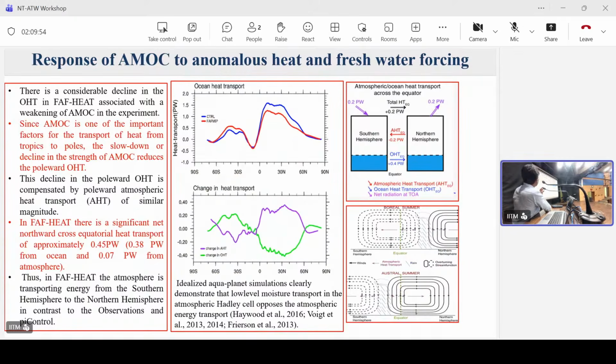This green curve is the difference between the blue and red. So you see there is a reduction in the oceanic heat transport, which gets compensated by changes in your atmospheric heat transport. And this atmospheric heat transport determines your location of the ITCZ. We have done a few other experiments as well.